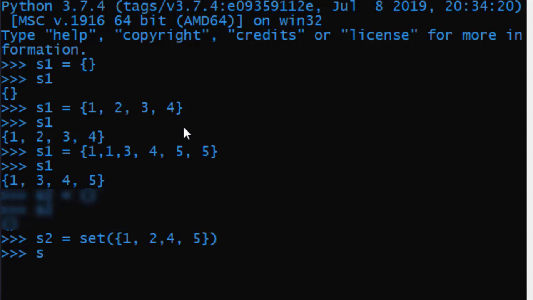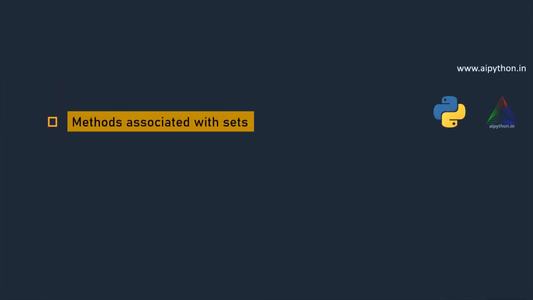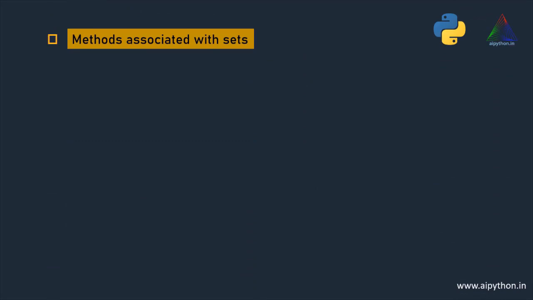Now your set2 is created with this set of elements 1, 2, 4, 5. Hope this makes some sense. Now we are going to see some methods associated with sets.